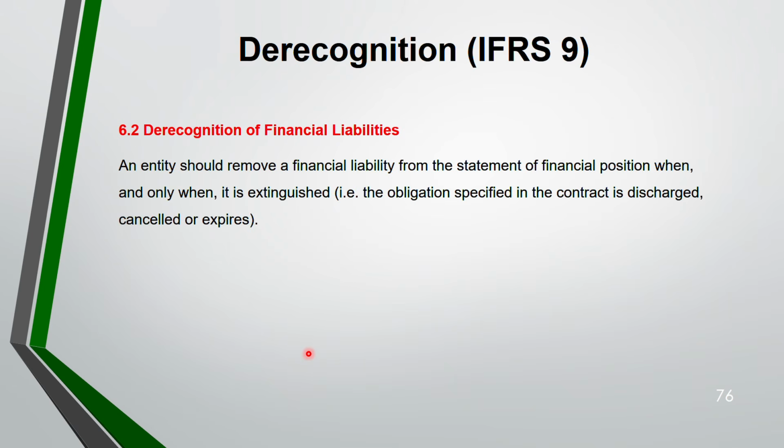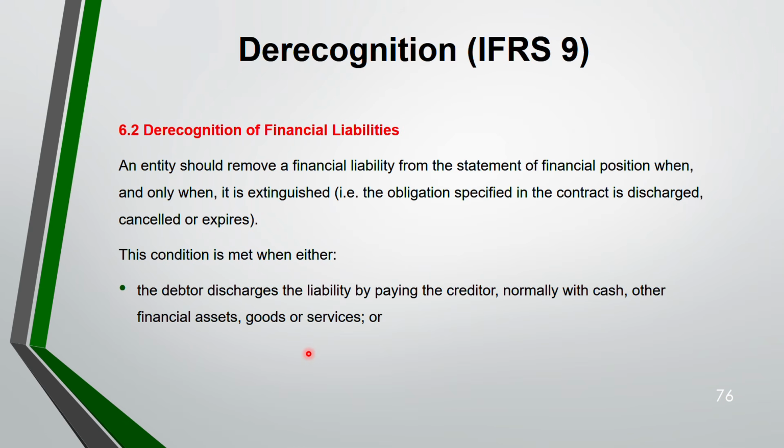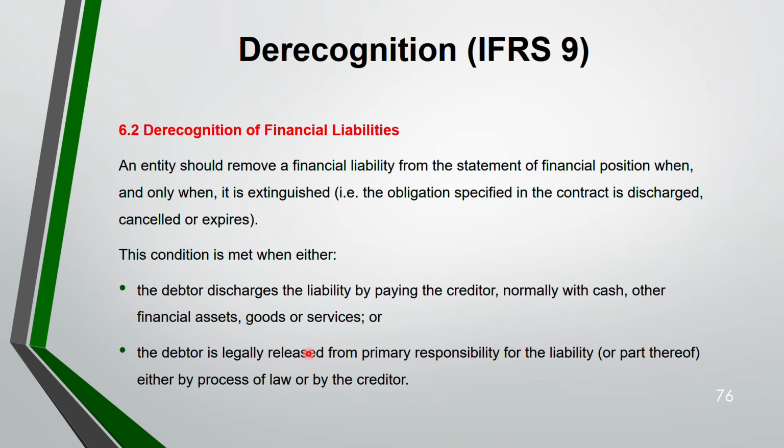Now, derecognition of financial liability, same thing. When your obligation expires, this condition is met when the debtor has discharged their liability by paying the creditor. Either they have paid the creditor with cash or any other financial asset, or the debtor is legally released from the primary responsibility for the liability, either by the law or by the creditor.